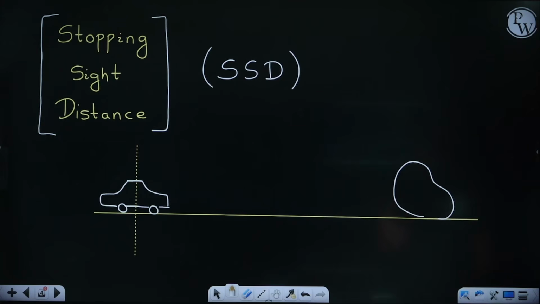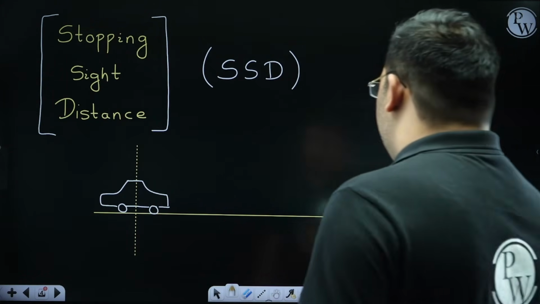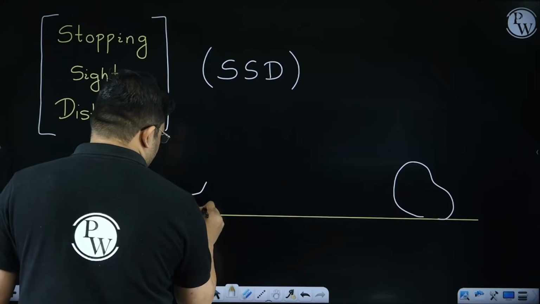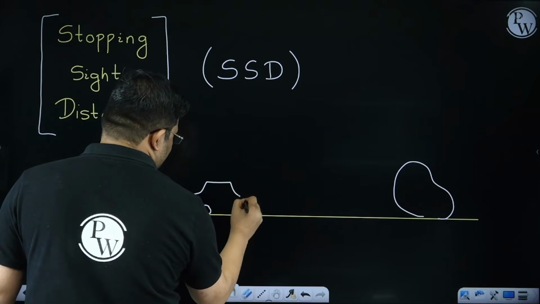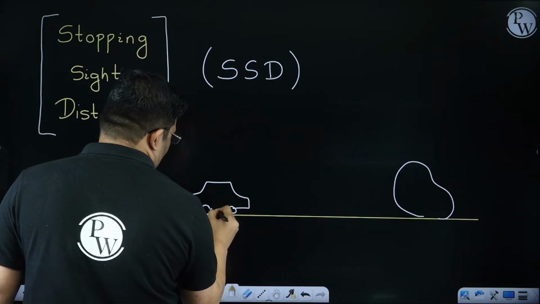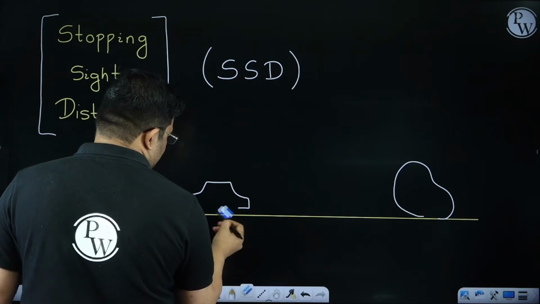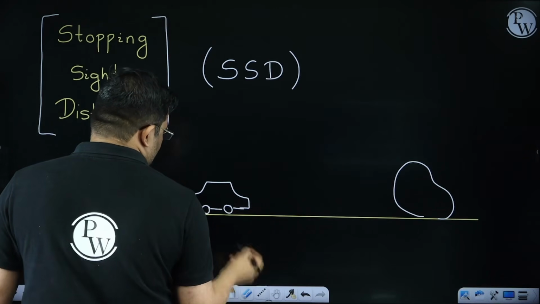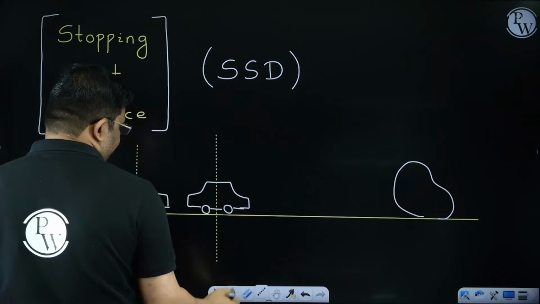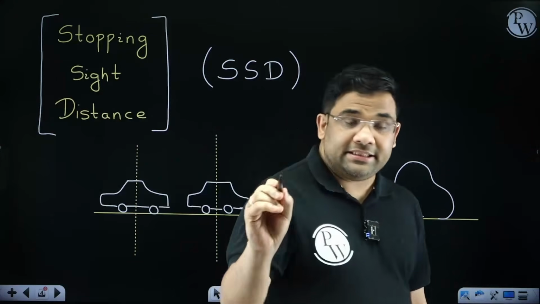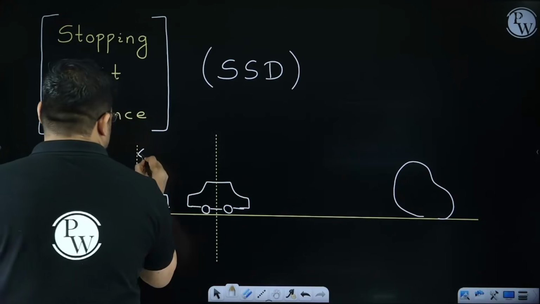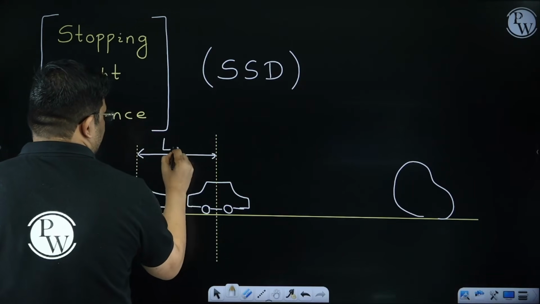That is known as the reaction time. And during that reaction time, what will happen? The vehicle will move forward. Obviously, because the driver is taking time to react, the vehicle is not taking time to react. So the vehicle will move forward in that time. This distance which is covered during the reaction time of the driver is known as the lag distance.